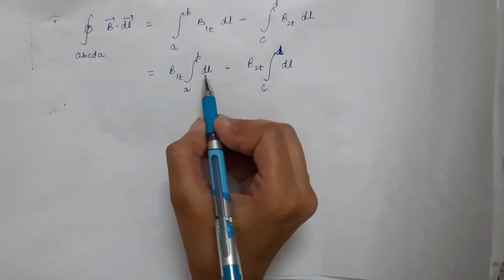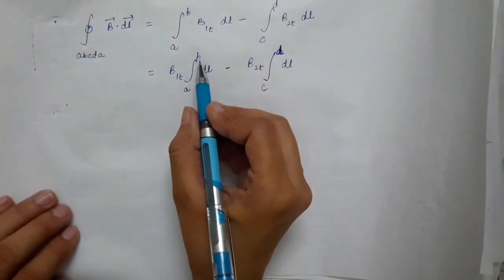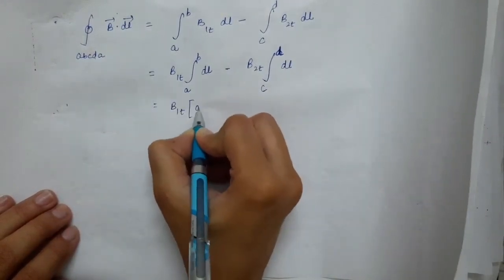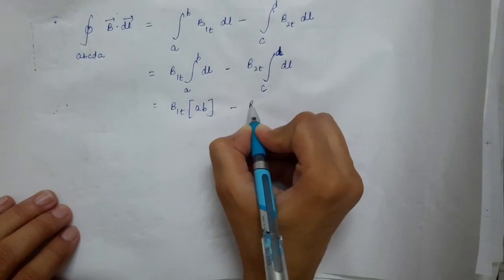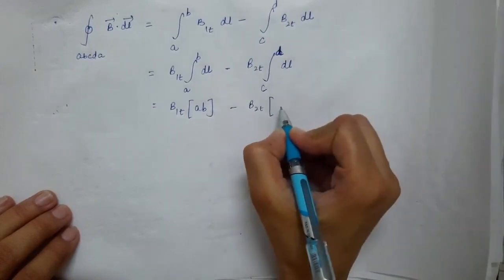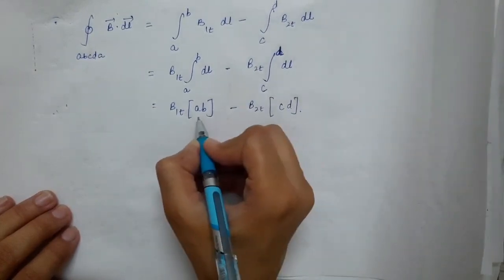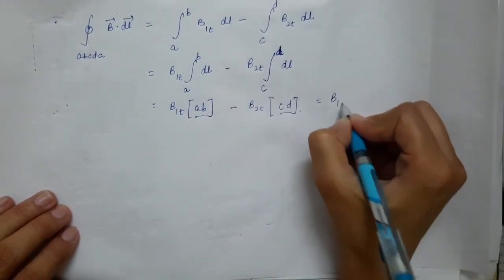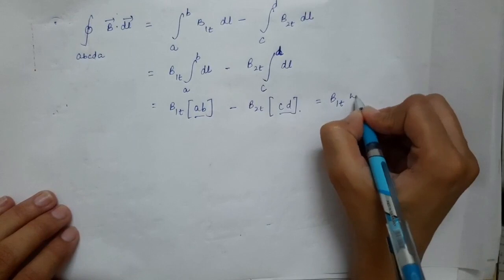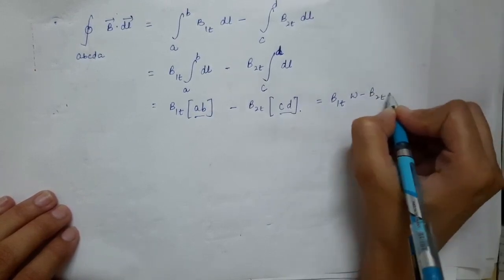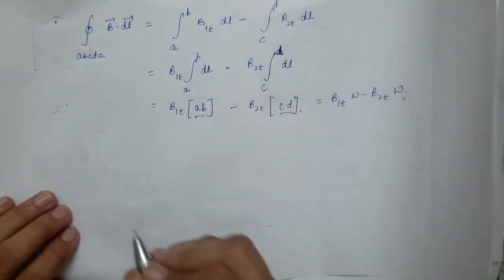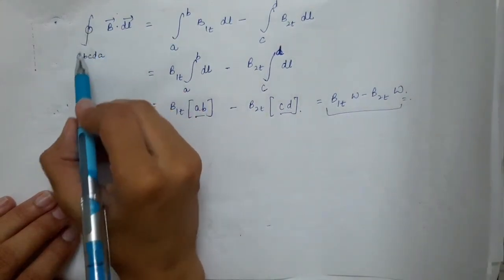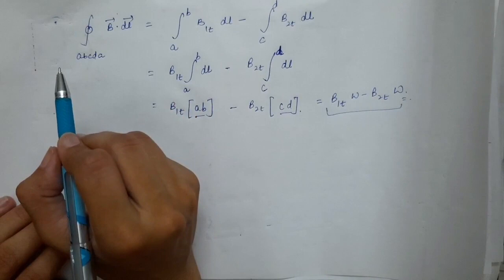So here we have integration of dl from A to B. So this will be equal to b1t into length AB, and minus b2t into length CD. So AB and CD, they both are equal to W. So that will be equal to b1t into W minus b2t into W. So this is the expression of line integral of magnetic field over a closed rectangular path.